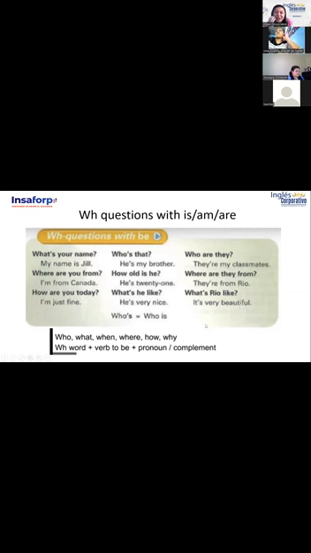Thank you, Irma. So even though we studied the WH questions in a previous class, I think two classes ago, here we have more examples of using WH questions. For example, who's that? ¿Quién es él? How old is he? ¿Cuántos años tiene? What's he like? ¿Cómo es él? He's very nice, or he's very serious, or he's very tall. Or who are they? ¿Quiénes son ellos? Where are they from? ¿De dónde son?